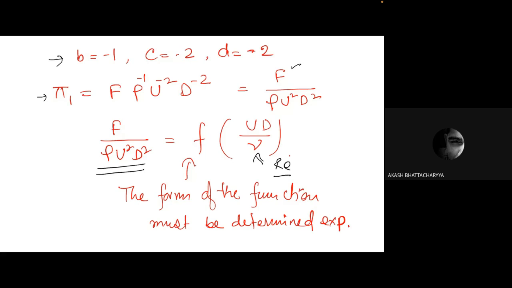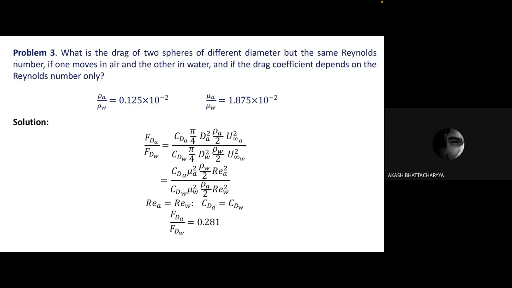Next, one more problem, problem 3, which is based on the similarity solution. We need to find the drag force on two spheres of different diameter, but the Reynolds number is given as the same. One sphere is moving in air and the other is moving in water, and the drag coefficient depends on the Reynolds number. We are given the ratio of the densities of the two fluids and the ratio of the viscosities of the two fluids.